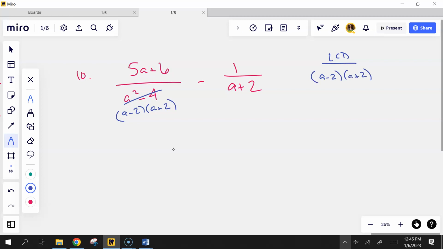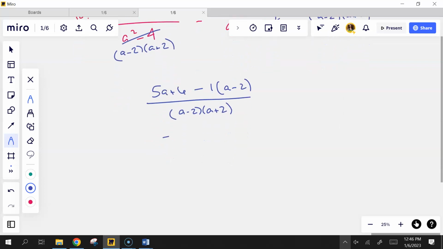First one's good. What's the second one need? Now I'm ready to combine numerators over the common denominator. So 5a plus 6 minus, I always do this in parentheses because I want to make sure I pick that minus sign up, because everything's being subtracted, over a minus 2. Don't start multiplying the bottom back out. You're going to undo the work you did to get it like that. Look at the top. Now I have 5a plus 6 minus a plus 2.